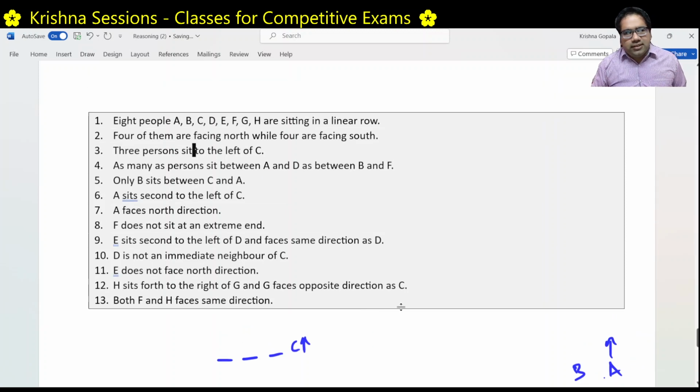And this is again an SBI PO problem only. Right. So three persons sit. We are using condition number three. Three persons sit to the left of C.